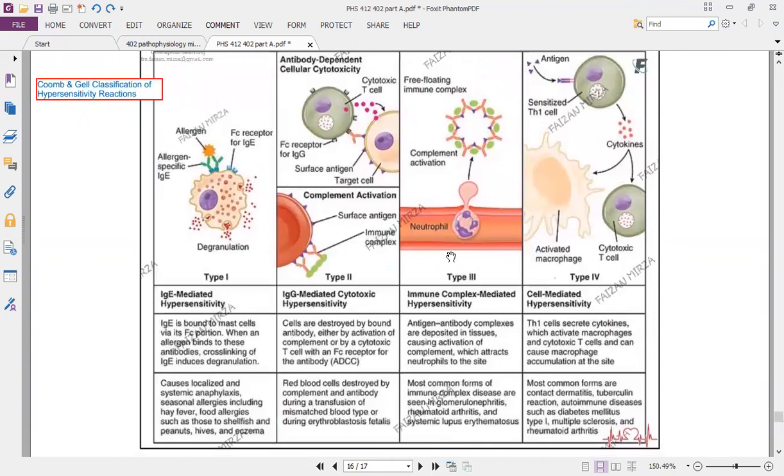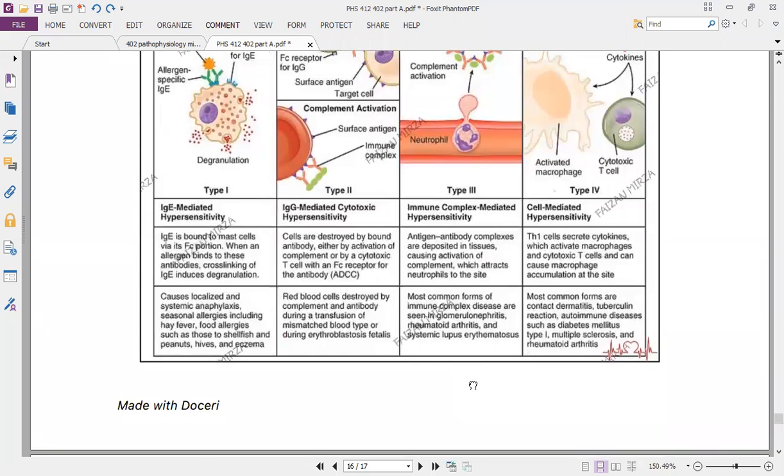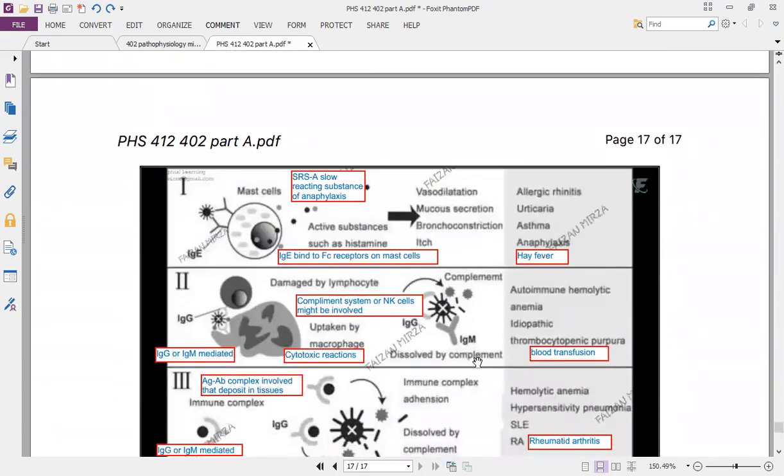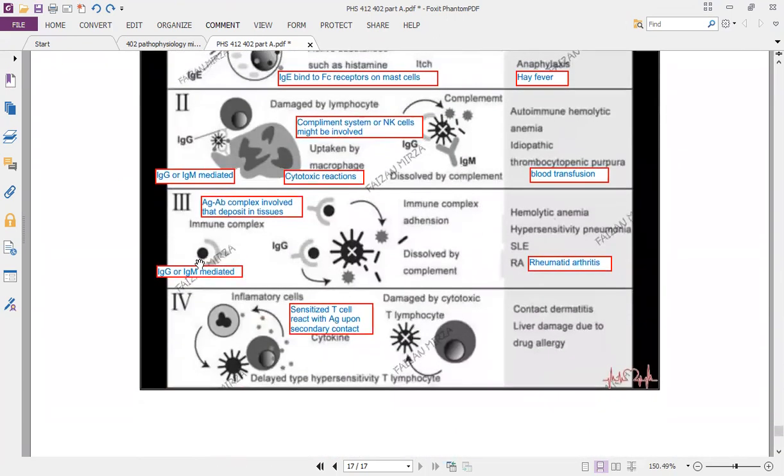Type 3 hypersensitivity is immune complex mediated hypersensitivity. There are free floating immune complexes that cause activation of the white blood cell, and these deposit into the tissues. What happens here in type 3, immune complexes form, and these are antigen antibody complexes which deposit into the tissues. When they deposit into the tissues, they lead to abnormality in the tissues.